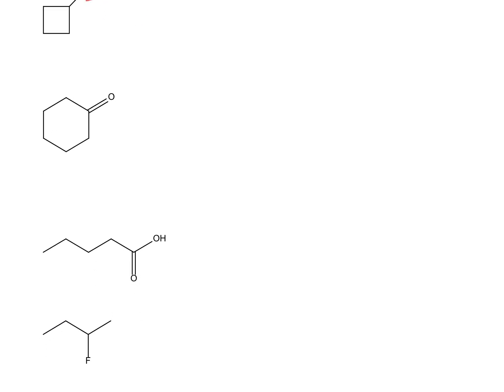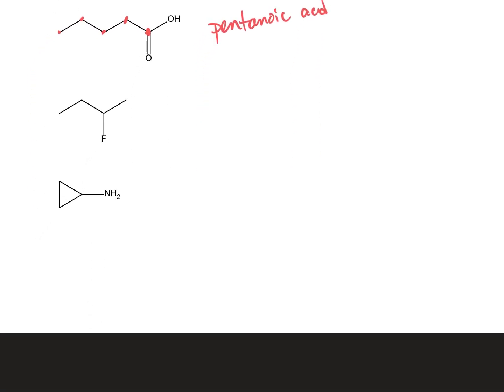Make sure that when you are naming your carboxylic acids and all your other functional groups, that you count all of the carbons. So there is a carbon right there. That's 1, 2, 3, 4, 5 carbons. So that would be pentanoic acid.